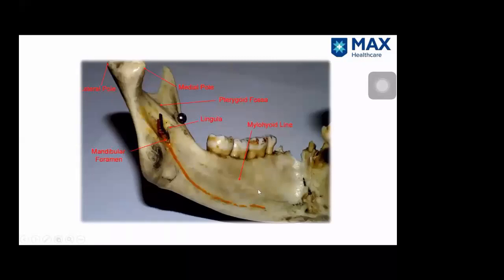If you look from inside, this is the mylohyoid line, which I was talking about previously. This is the mandibular foramen, which we saw in the previous slide. This is also called the pterygoid fovea, this part where the lateral pterygoid attaches.